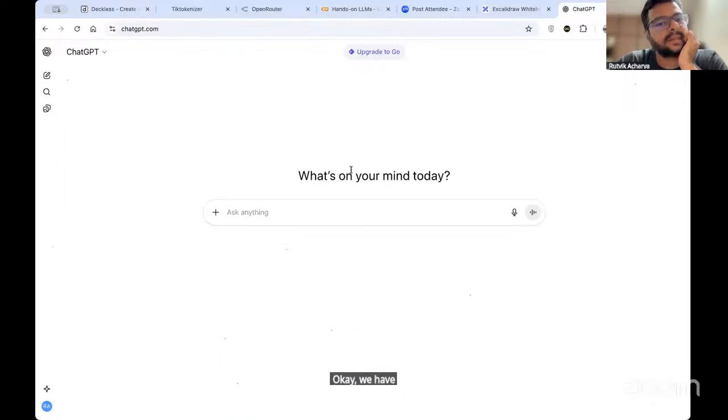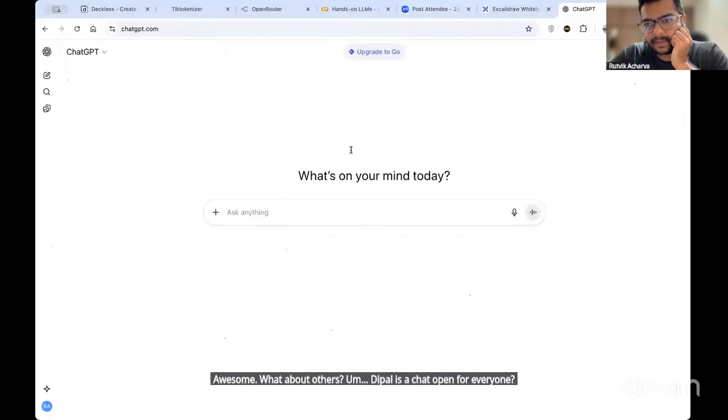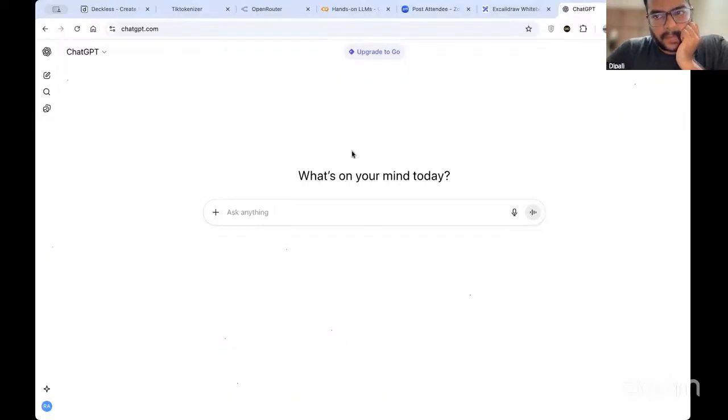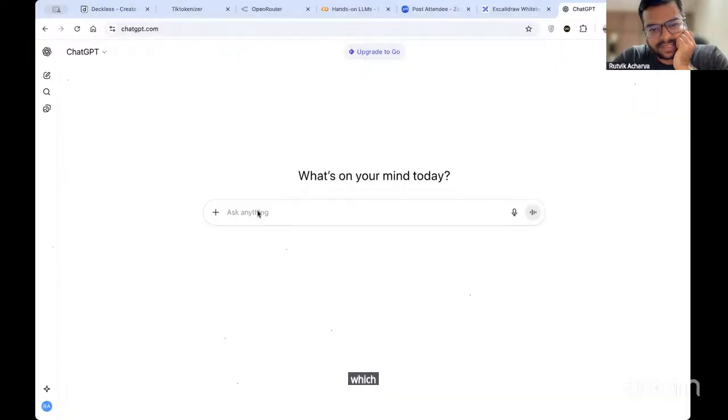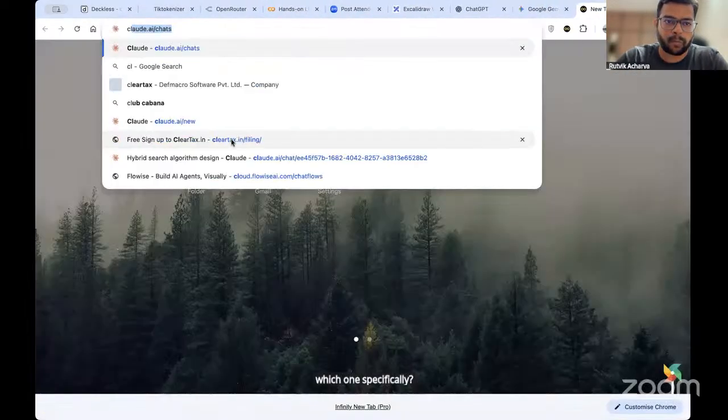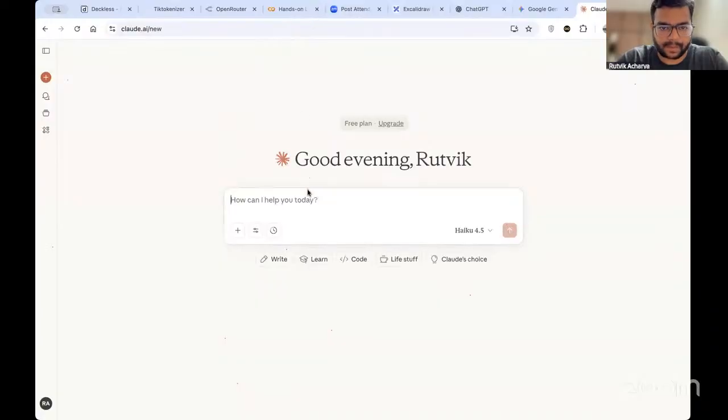Okay, we have Varun saying all of it. Okay, great. ChatGPT, Gemini, Perplexity, good. Claude, DeepSeek, awesome. What about others? Deepali, is the chat open for everyone? Yes, it's open. Okay. Folks, in the chat, you can mention if there are large language models that you have used, which ones specifically? Ruhika has used Gemini, ChatGPT, Perplexity.